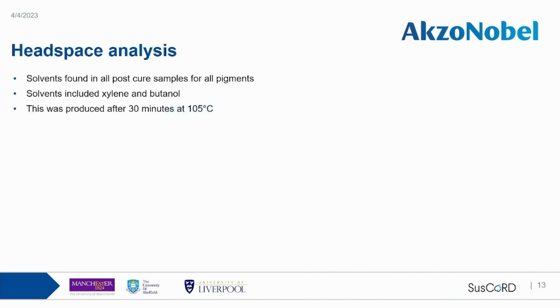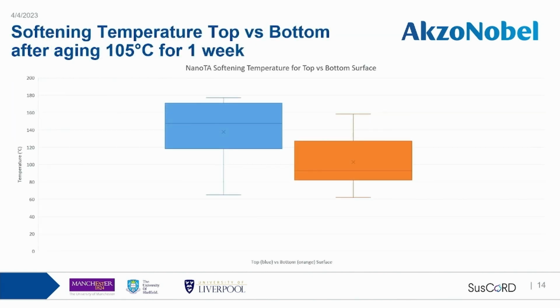So that was important, because when I took out the raw data for the nano TA, some of the transitions were actually just boiling points for these solvents.